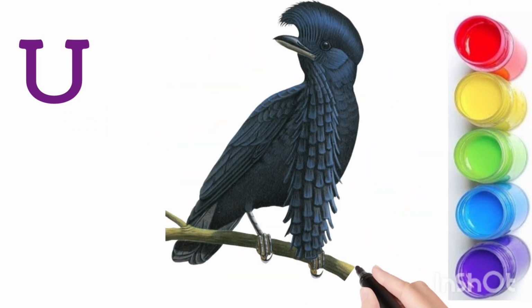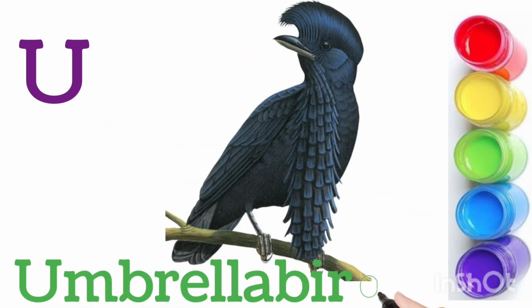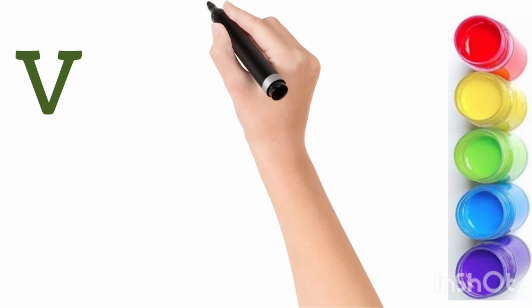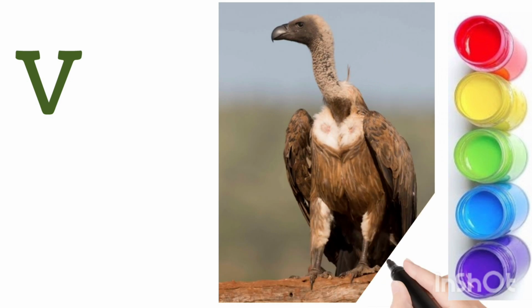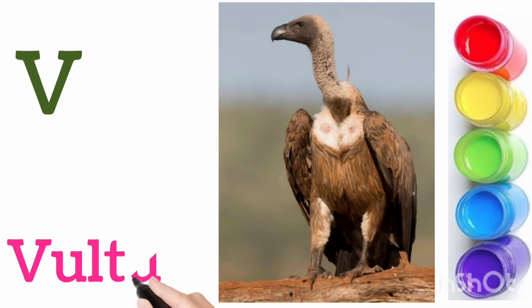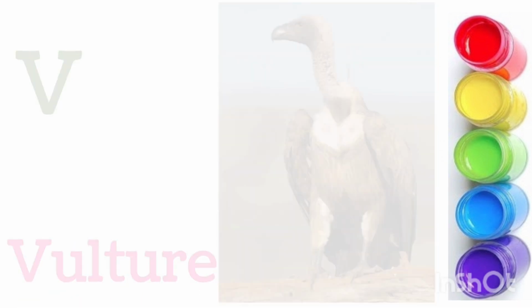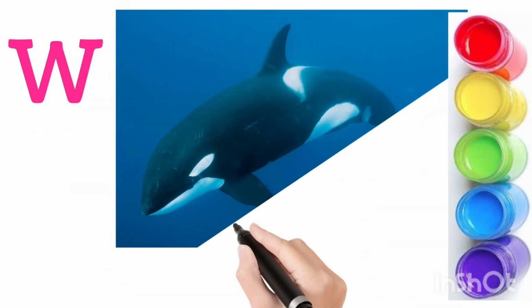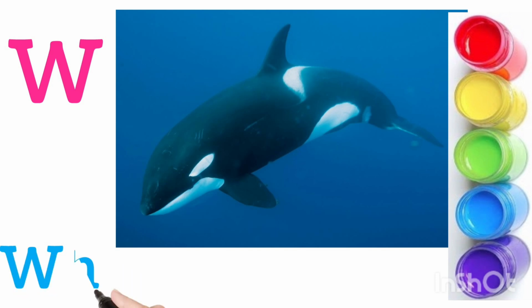U is for umbrella bird. V is for vulture. W is for whale.